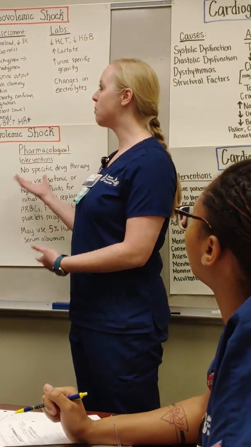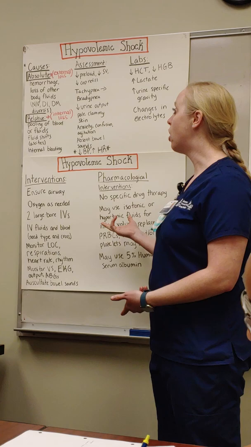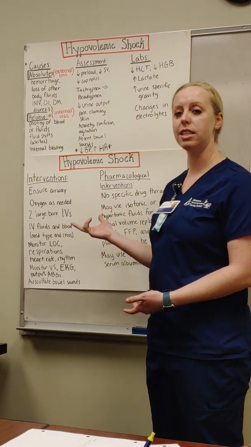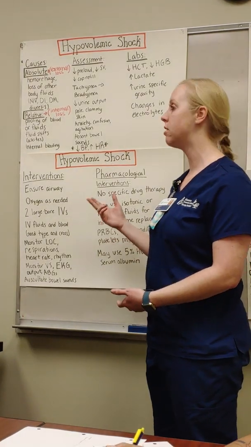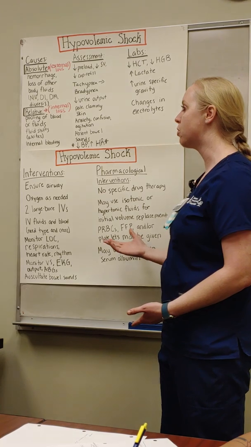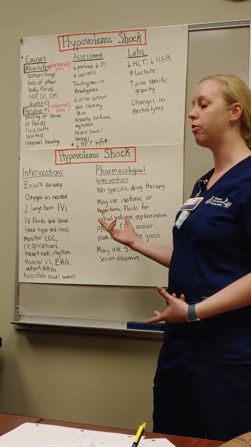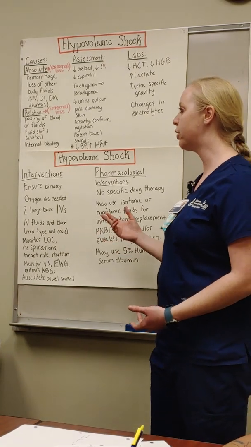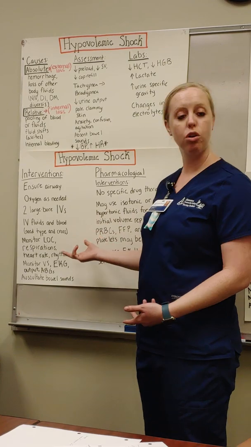Exactly. Okay. So some examples of absolute shock are hemorrhage, loss of other bodily fluids. This can be through nausea, vomiting, diabetes insipidus, diabetes mellitus, or diuresis. And then some examples of relative hypovolemic shock include pooling of blood or fluids, fluid shifts, an example of that is ascites, or internal bleeding.